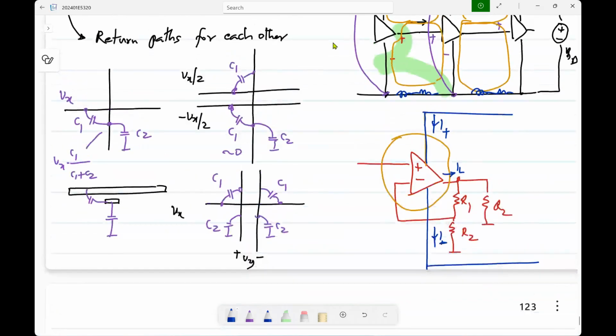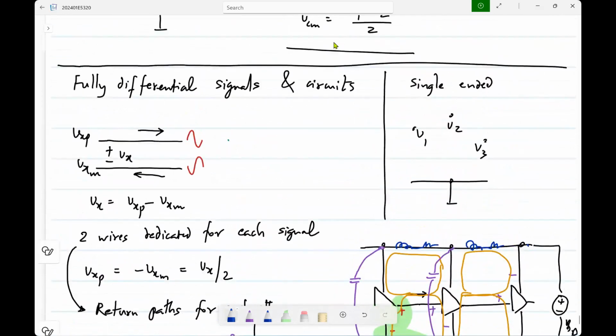So we will use fully differential signals and circuits. Fully differential signal means you use two wires to represent every signal. Also, with respect to the common node, the two wires will carry equal and opposite voltages or currents.